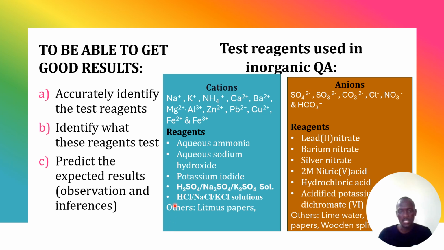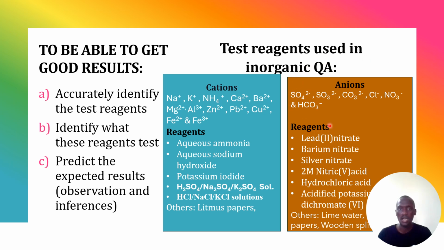Other substances that can also be provided include litmus paper. Anions: we have the sulfate ions, sulfide ions, carbonate ions, chloride ions, nitrate ions, and hydrogen carbonate ions. These are the ions that are commonly tested, and students, candidates, should be in a position to know how these are tested, and that is based on the reagents that are provided.